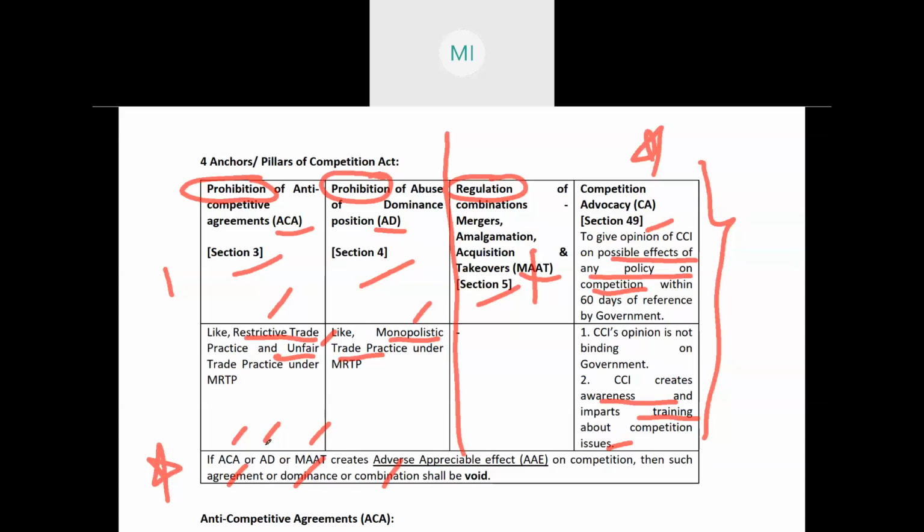If they ask you a question on abuse of dominance, you have to say, if there is a dominance and if there is an abuse of dominance, then that shall be void. Same way, if there is a combination which creates adverse appreciable effect on competition, then such combination shall be void. Right? We'll discuss this concept one by one. I think this is clear, right? This is the whole essence of the Competition Act, the anchors or the pillars of the Competition Act.